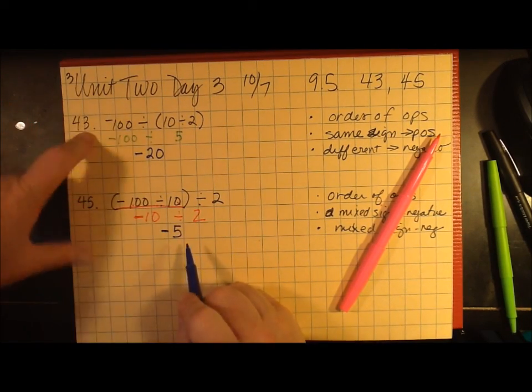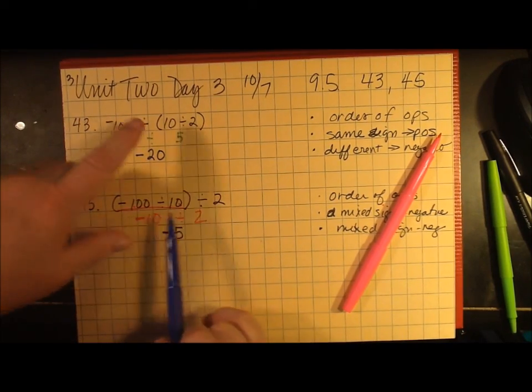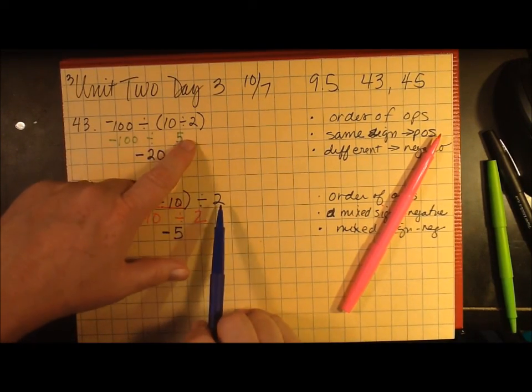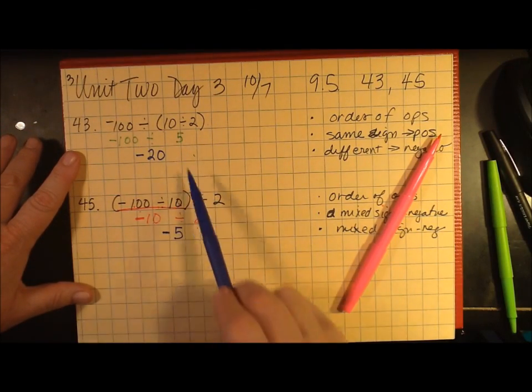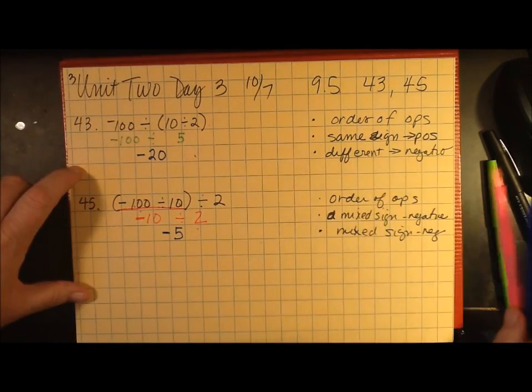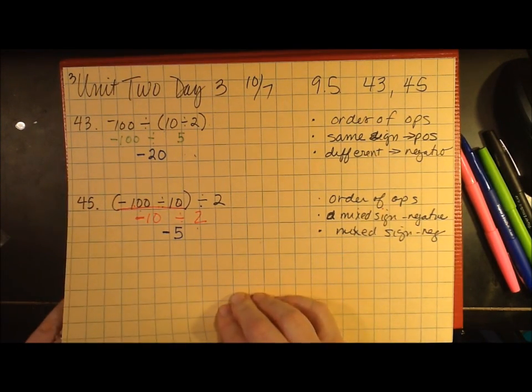So you can see here, the first term was negative 100 divided by 10 divided by 2, but the way the parentheses are set up, I have two very different answers. So that's a good example of why we need to pay attention to order of operations.